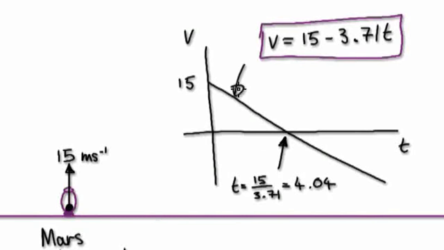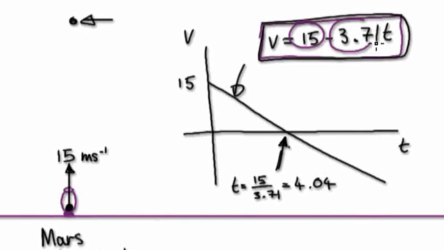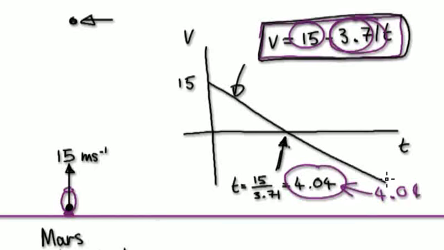You would come up with an equation for this line here, which would be v equals this, and then the most important part is this bit here. You want to find out the time it takes to get to its maximum height here. It just so happens that it would be 15 divided by 3.71. That will give you the time to get to the maximum height, which in this case will be 4.04 seconds.